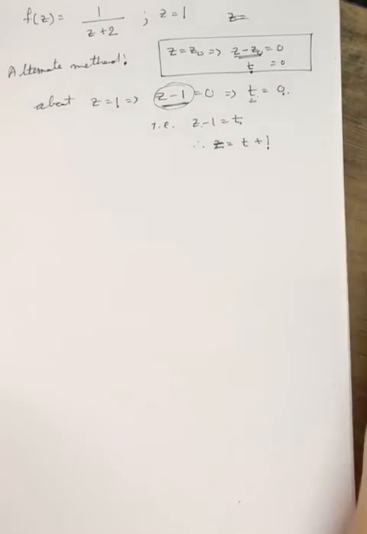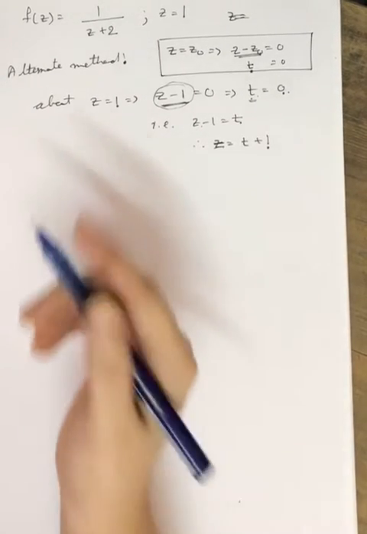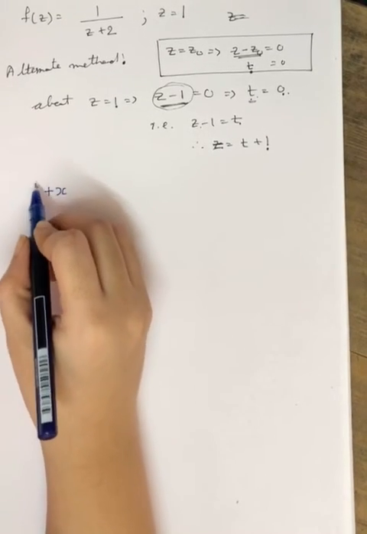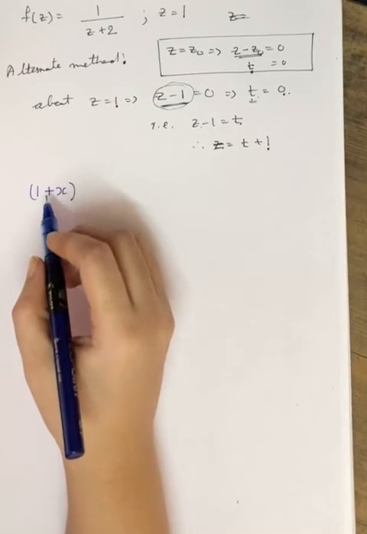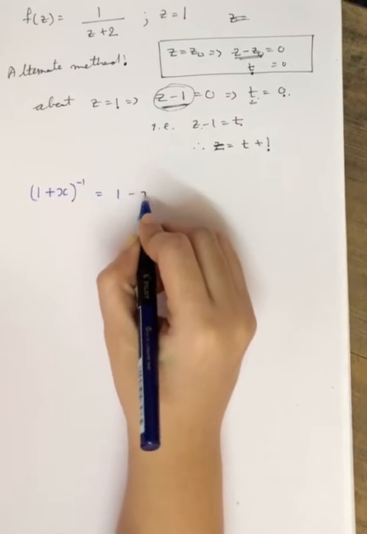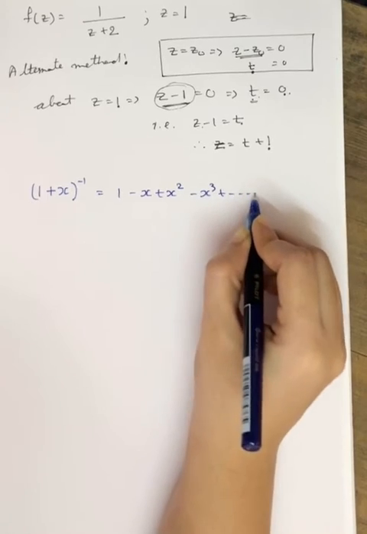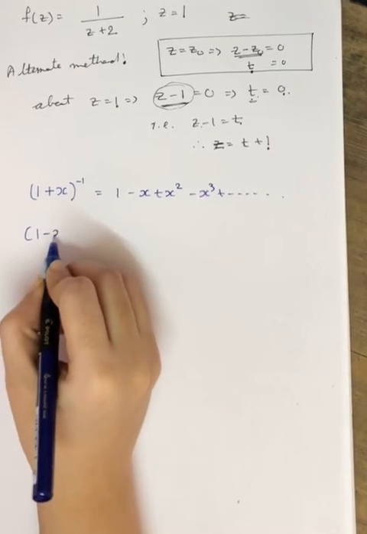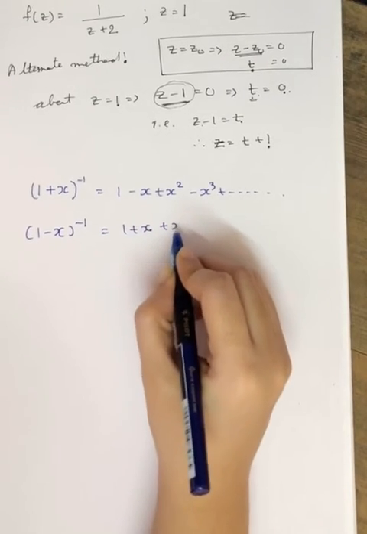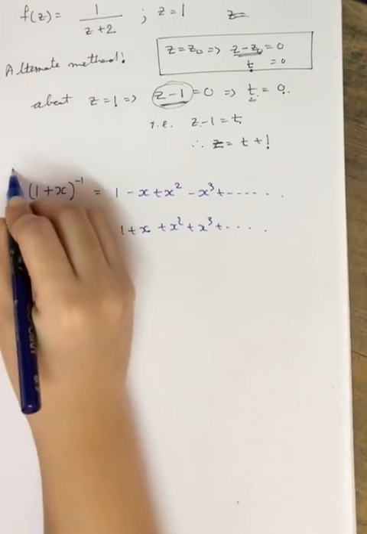Also, we will be using the binomial expansion rules, a couple of rules here, and I hope you know this: 1 plus x to the minus 1 is 1 minus x plus x squared minus x cubed, and so on. And when you have 1 minus x to the power minus 1, then you have 1 plus x plus x squared plus x cubed, and so on.